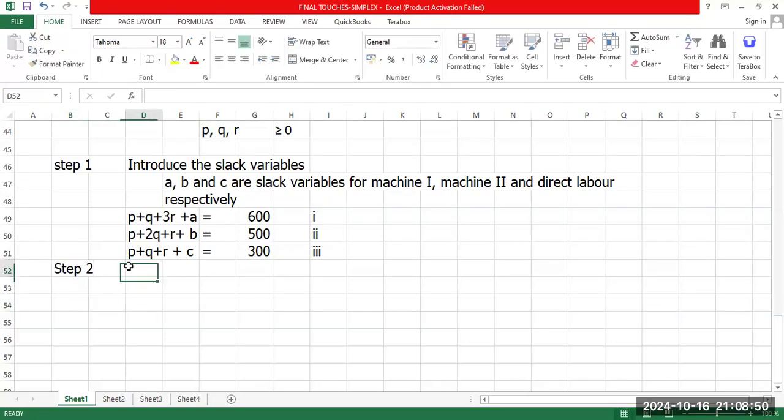Step 2, we formulate the initial simplex tableau. That is step 2. Okay. We have column 1 as we formulate this table. Column 1 will represent your solution variable.